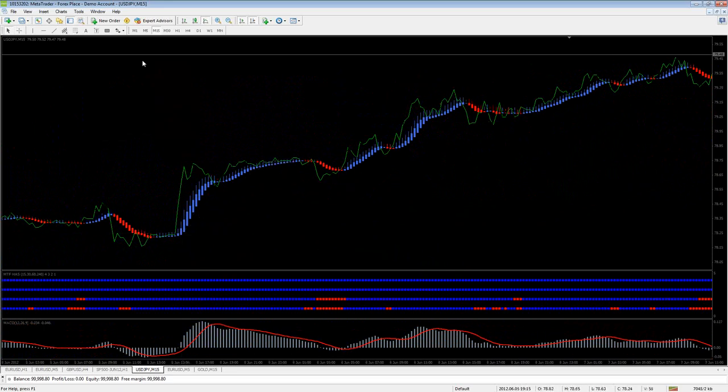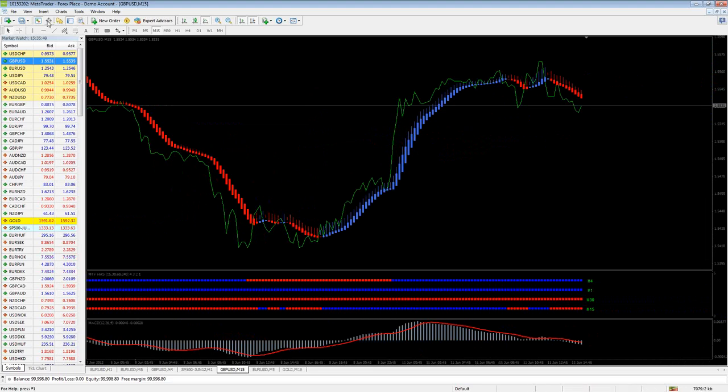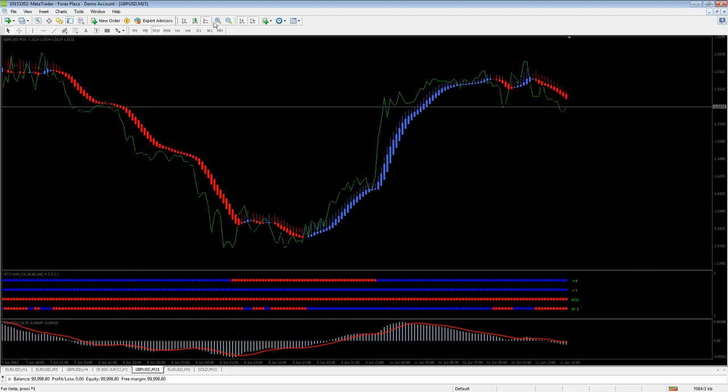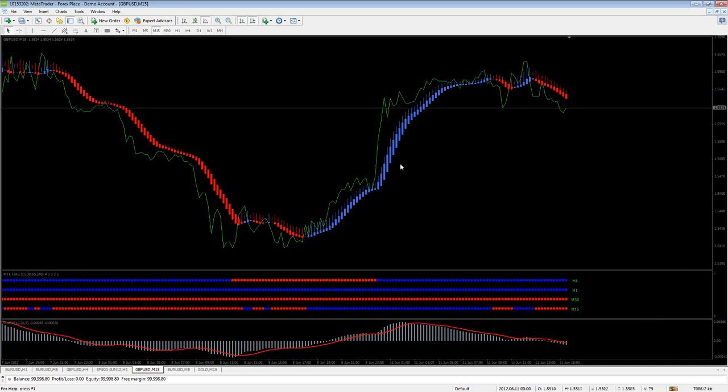And okay, the pound dollar, for example, look at these beautiful moves. Again, we can't see the gap because of the Heikin Ashi, but the moves here are really nice.